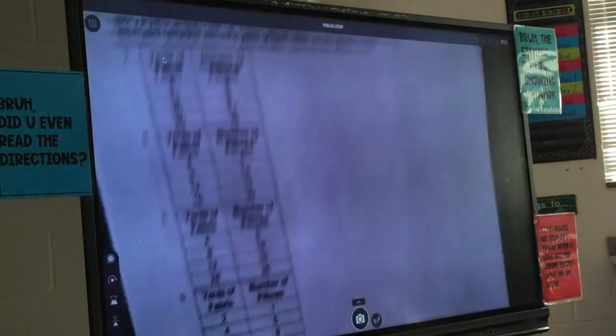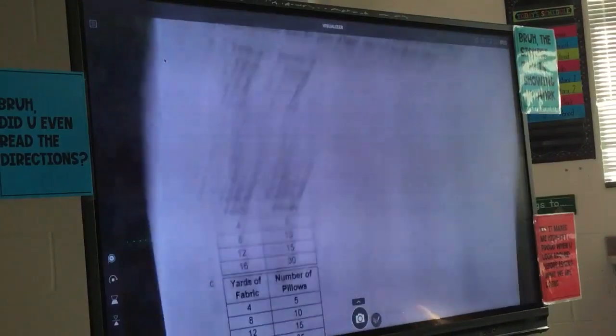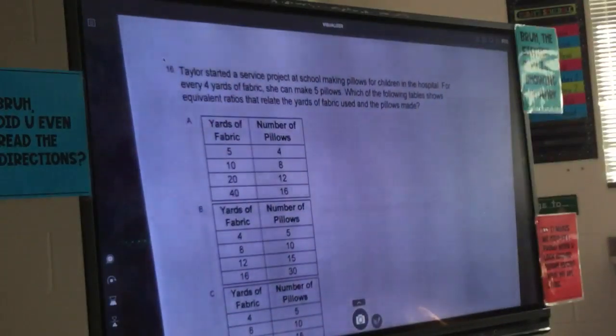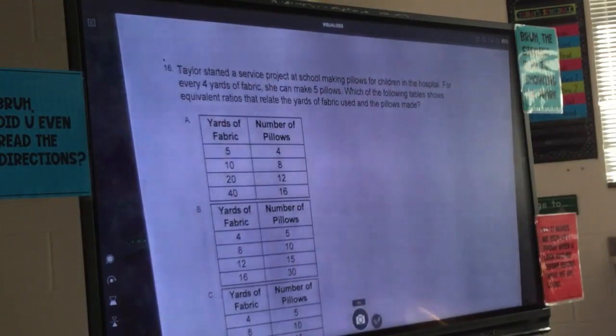All right. Let's go to number 16. All right. Number 16 says Taylor started a service project at school making pillows for children in the hospital. For every 4 yards of fabric, she can make 5 pillows. Which of the following tables shows equivalent ratios that relate to the yards of fabric used and the pillows made? Now, if you have done your Delta math at all this week, this is straight from that almost. You have to figure out which table has equivalent ratios.